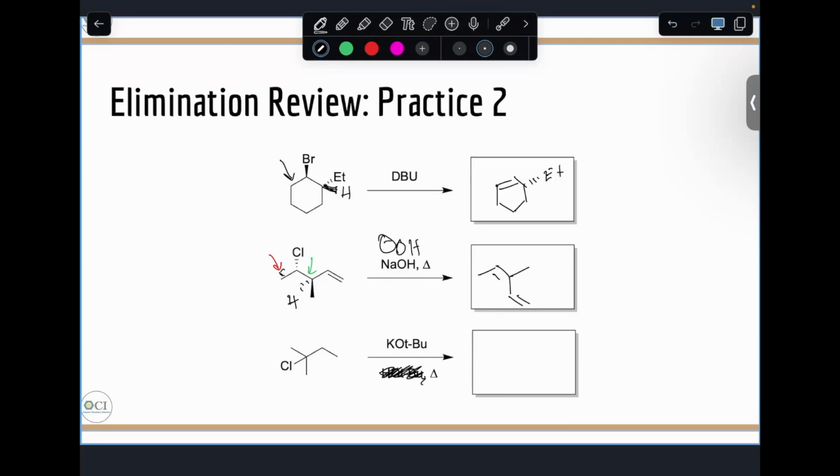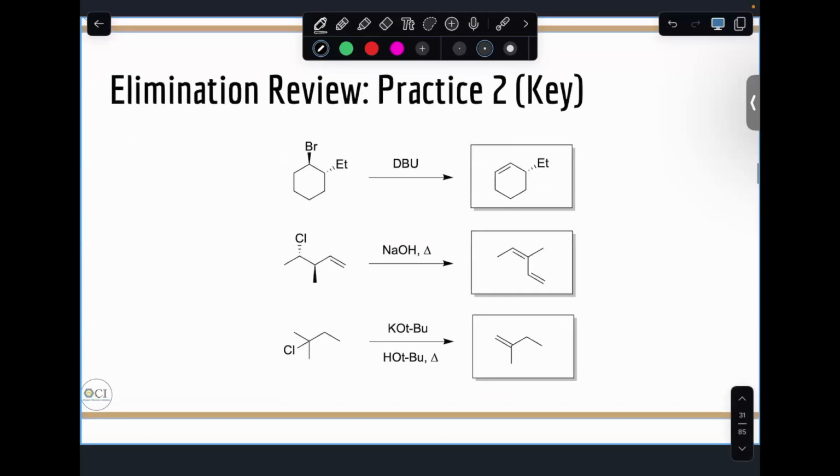Next one, KOtBu, big or small base? Big base. So that will choose the more or less substituted side. Less, yes. And it can be like that. Is that what y'all got? Feel good about this? Any questions? No? All right, let's move on.